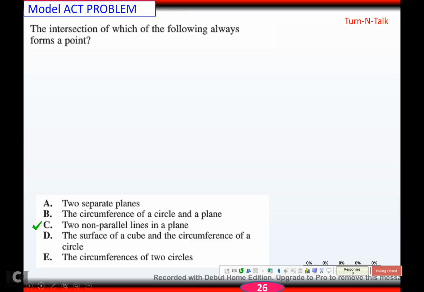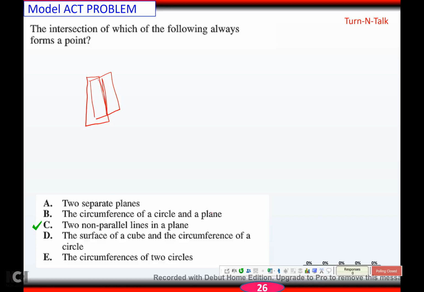And hopefully you got C. It says the intersection of which of the following always forms a point. Two separate planes. When planes intersect, and I can't draw, I quit. Okay, that's really bad. But they intersect in a line.